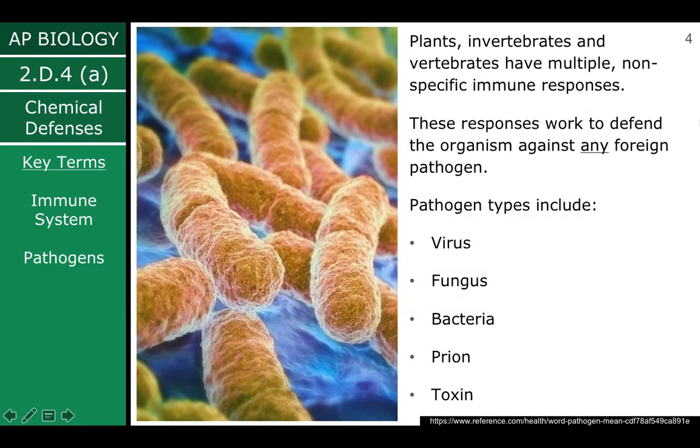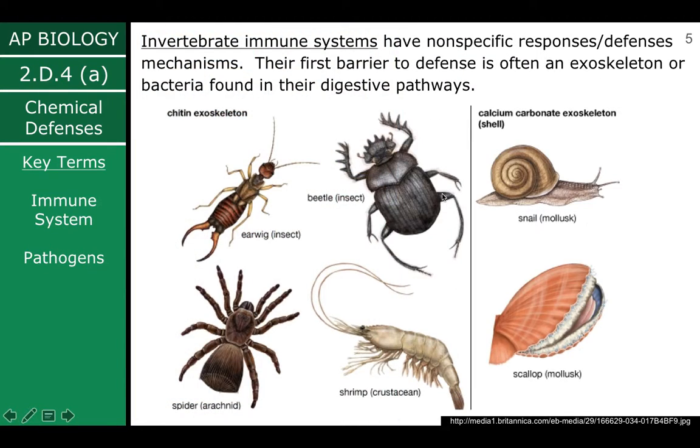Plants, invertebrates, and vertebrates have multiple non-specific immune responses. These responses work to defend the organism against any foreign pathogen. These pathogens can include viruses, fungus, bacteria, prions, and toxins. Invertebrate immune systems have non-specific responses and defense mechanisms. Their first barrier to defense is often an exoskeleton or bacteria found in their digestive pathways.